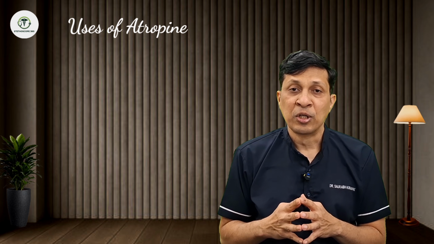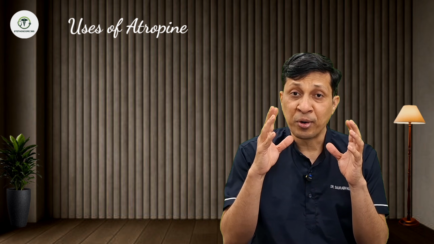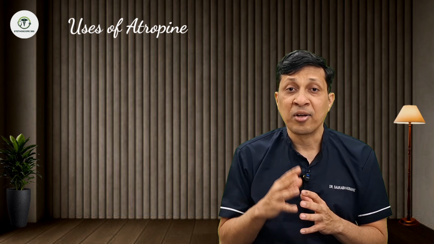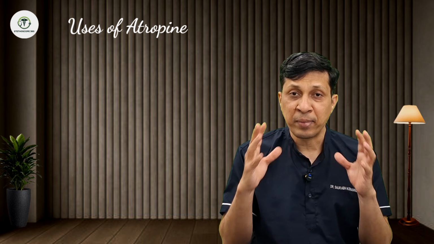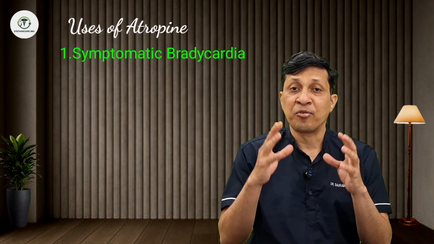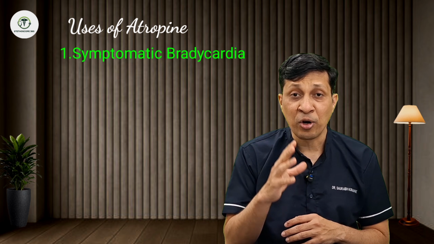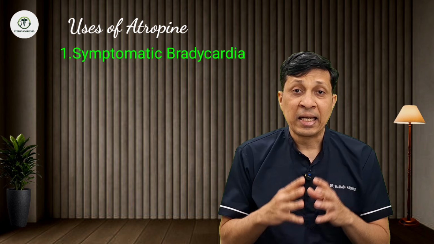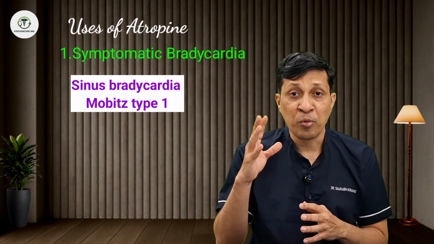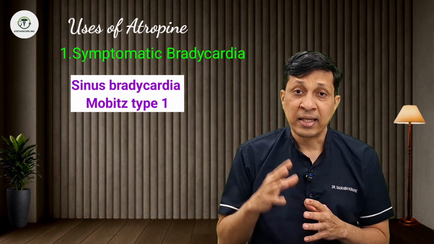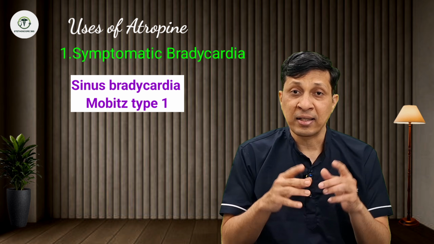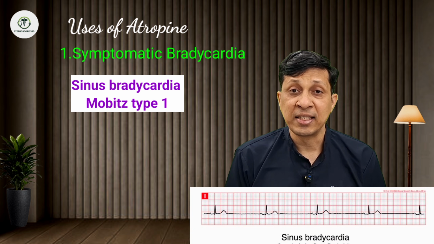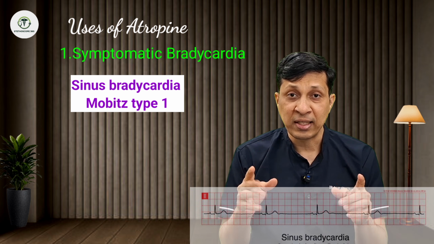So now we have come to the important part of the video, and that is, what are the indications or uses of atropine. So in all, there are 4 important uses of atropine, and the first use is in symptomatic bradycardia. Atropine is a first-line drug in vagal or nodal types of bradycardia like sinus bradycardia or Mobitz type 1 block.